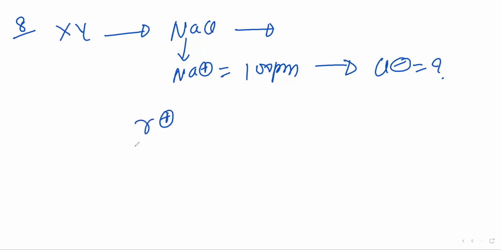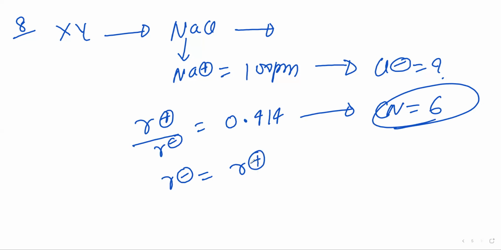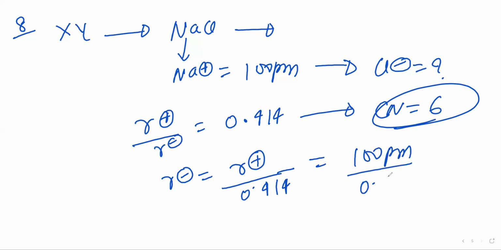So R plus divided by R minus comes out to be 0.414. Its coordination number is 6. R plus we know, so we can find the R minus value. It will be R plus divided by 0.414. Now put the value: R plus is 100 picometer divided by 0.414. So it comes out to be 241.5 picometer. This is the answer for you.